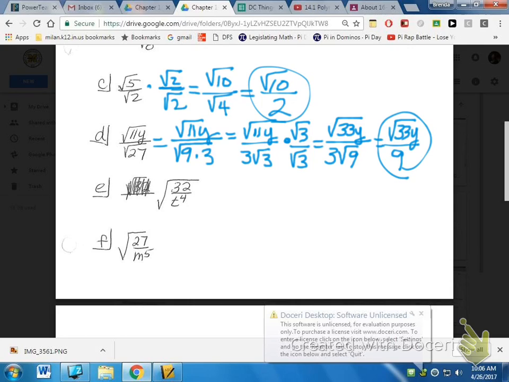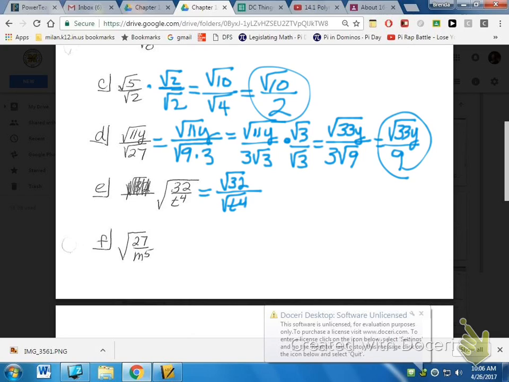Notice how square root of 32 over t to the 4th looks different. Do you see how it looks different? It's got the division bar inside the radical. Well, that's no big deal. All that means is we're going to add a step here, and we're going to say radical 32 over radical t to the 4th, and that's totally equivalent to it.